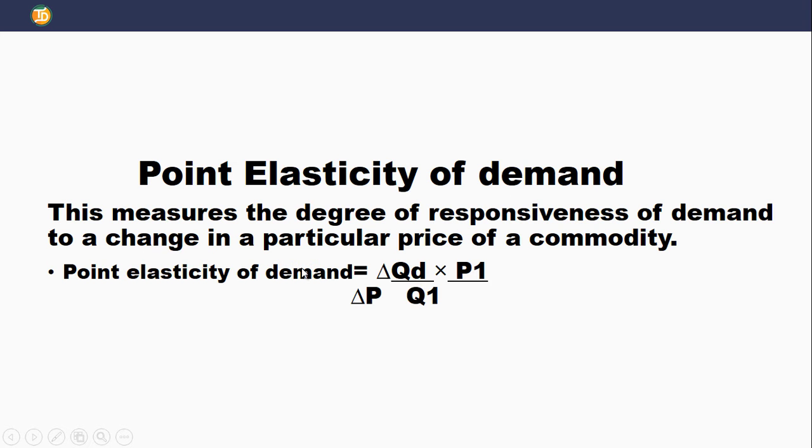Let's look at what we call point elasticity of demand. Point elasticity of demand measures the degree of responsiveness of demand of a commodity to a change in a particular price of the commodity. So point elasticity of demand is change in quantity demanded divided by change in price multiplied by first price over first quantity.